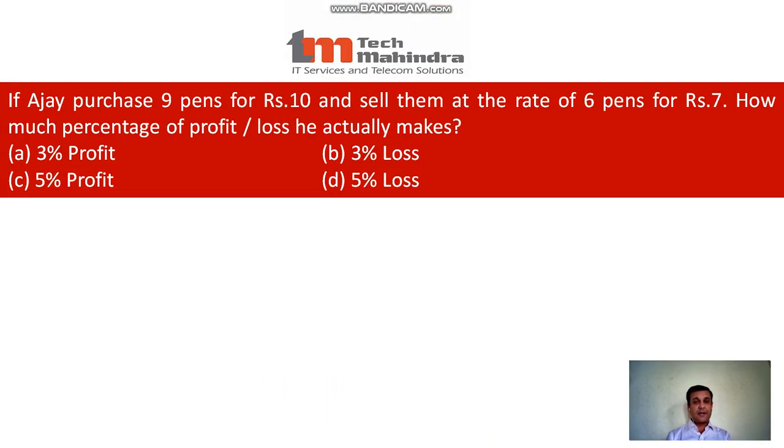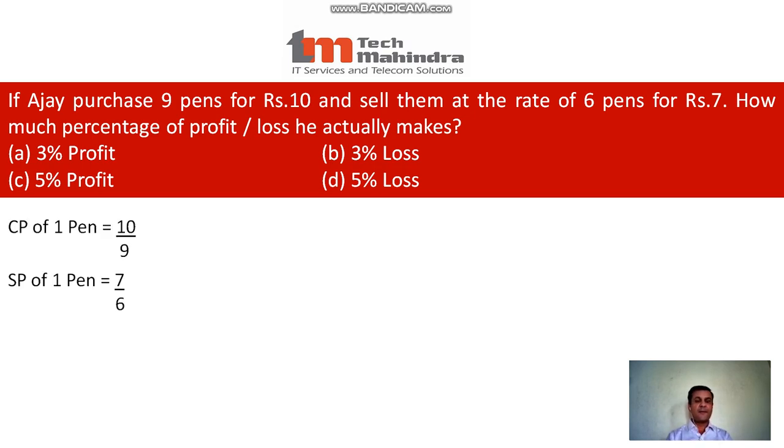The second question I am taking from a Tech Mahindra test paper. This is a question of profit and loss. If Ajay purchased 9 pens for 10 rupees and sells them at the rate of 6 pens for 7 rupees, what percentage profit or loss does he actually make? Now what do students do? Students first want to find out the cost price and selling price of 1 pen. That 9 pens are purchased for 10 rupees and 6 pens are sold for 7 rupees. Then what is the cost price of 1 pen and the selling price of 1 pen? Obviously they will do like this.